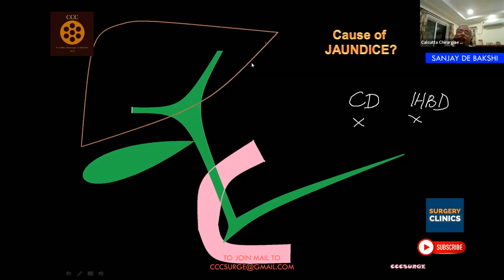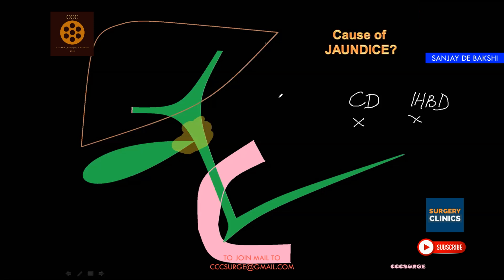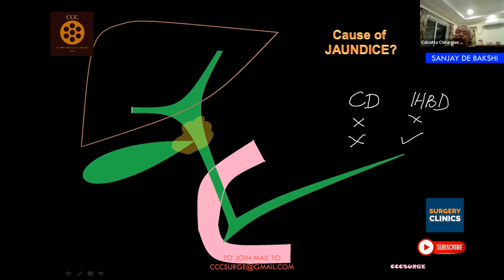Right. Now, second scenario. Now you have cancer at the neck. It's involving the junction of the common hepatic duct and the common bile duct. Right? So out here, what will you find? Common duct not dilated, IHBD will be dilated. Very good. So IHBD will be dilated.